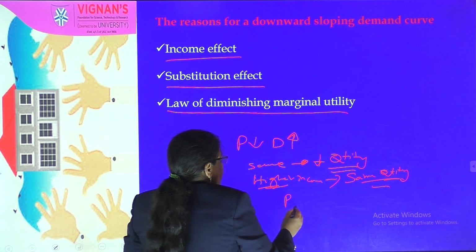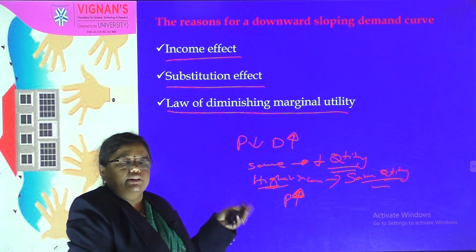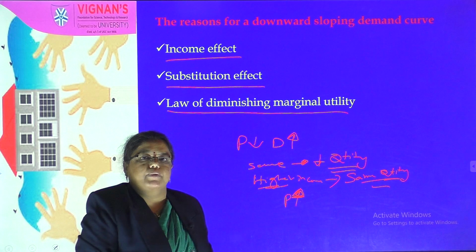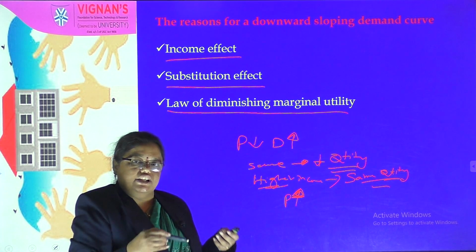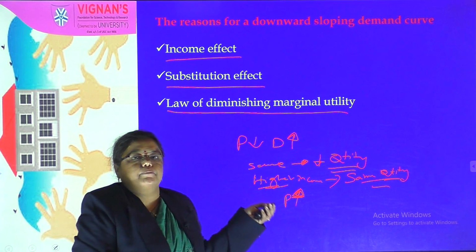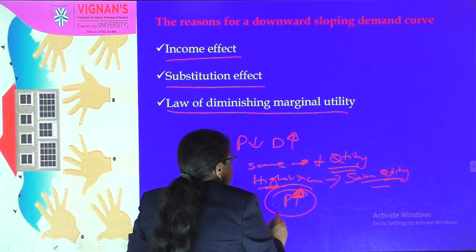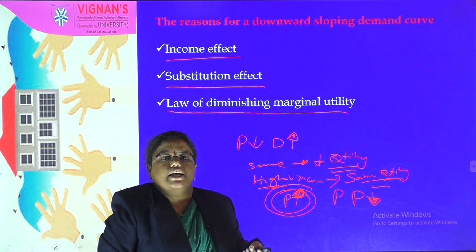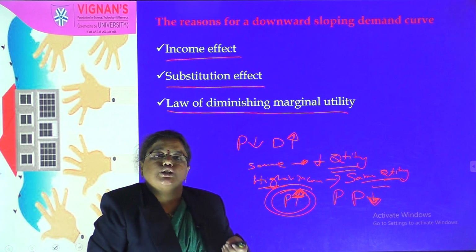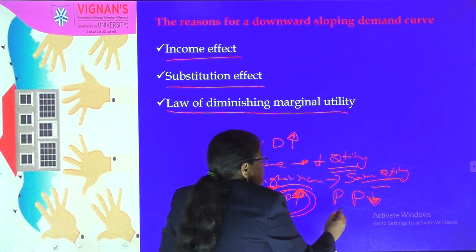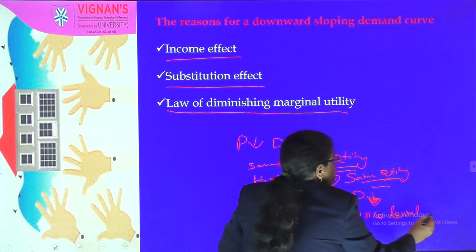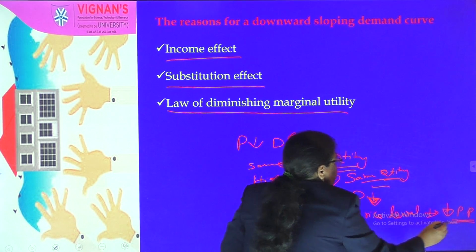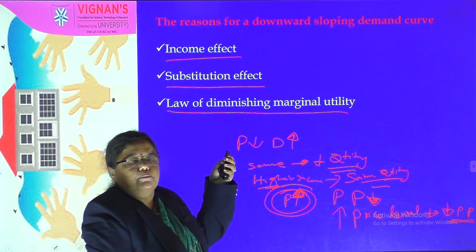Suppose the price increases for that product, he has to spend more money. For the same quantity, the buyer or consumer has to spend a more amount of money. That means his purchasing power decreases. Purchasing power changes due to the change in the price level. Increase in the price level leads to decreasing the purchasing power of that consumer. That comes under income effect.